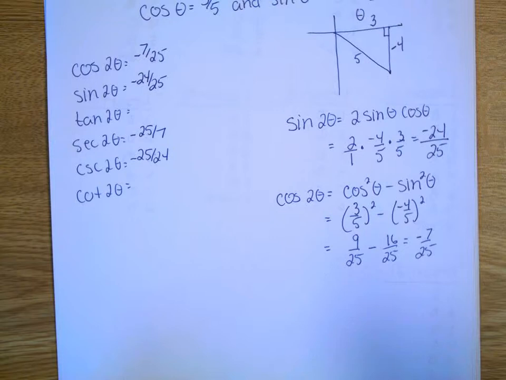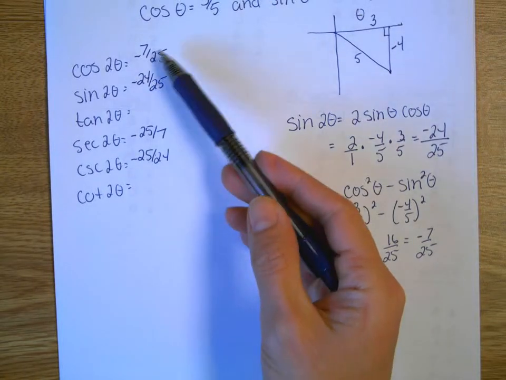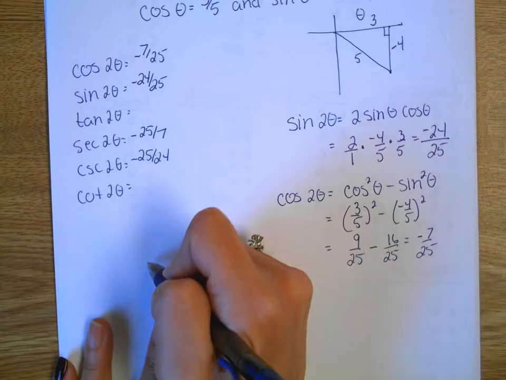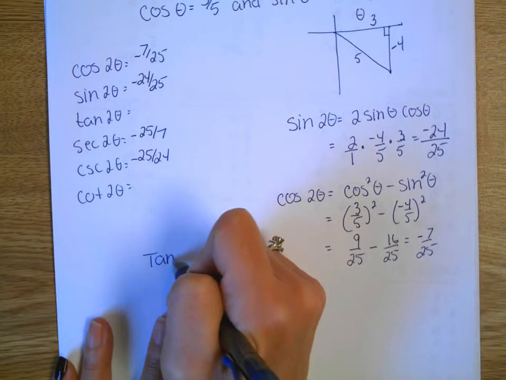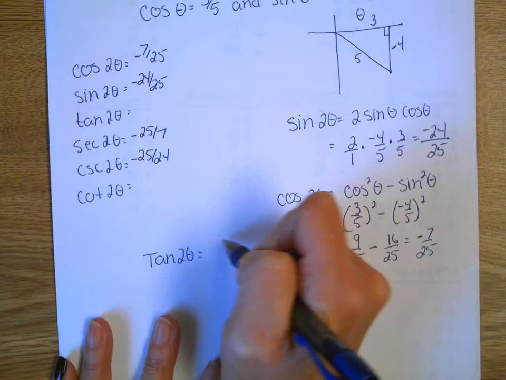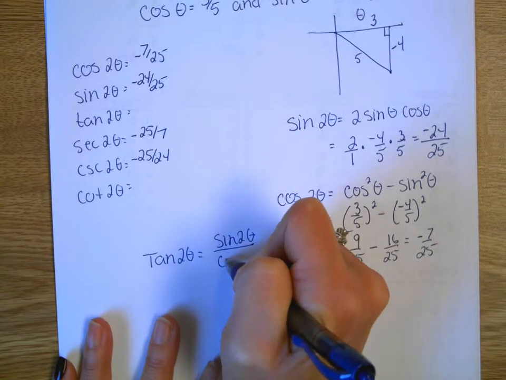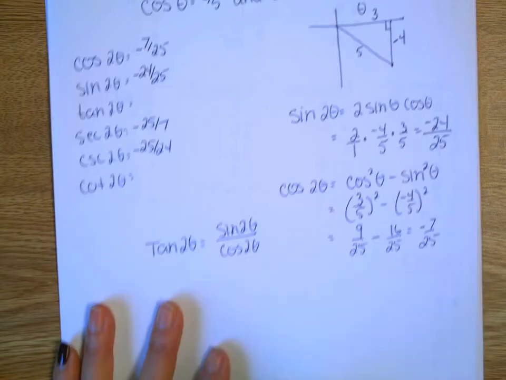Sine over cosine. I've already got the sine. I've already got the cosine. All I've got to do is divide them. So I'm going to use this identity instead: the sine of the double angle divided by the cosine of the double angle. Just a little shortcut.